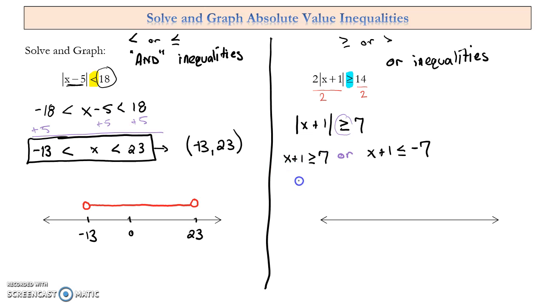And then solving. X plus 1, I'll subtract 1 from both sides. I get x is greater than or equal to 6. I need the word OR. Subtract 1, x is less than or equal to negative 8. There is my solution. If I were to ask you to do that in interval notation, sometimes OR equations are easier to do that in after graphing.